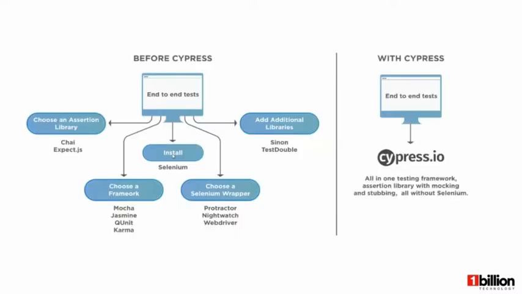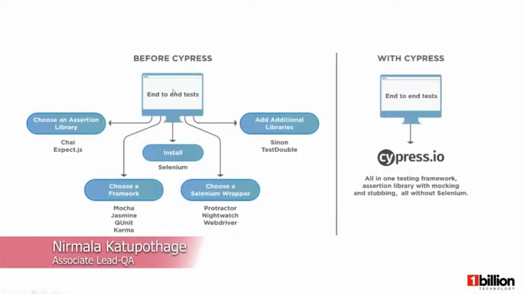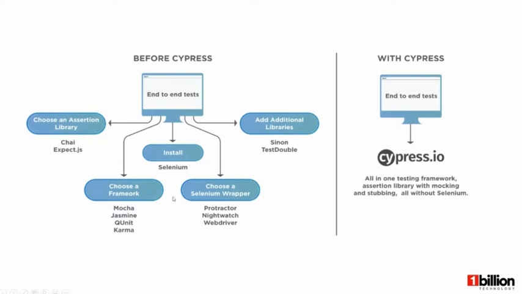So as you can see in this image, before Cypress, we have to do so many things to set up a framework. We have to choose an assertion library, we have to choose a testing framework, we have to install Selenium, and we have to choose any other Selenium wrapper and any additional libraries. But if you take Cypress, it's a single click. All the things are installed as a single packet, right? Nothing to worry about other libraries and third-party tools, right?